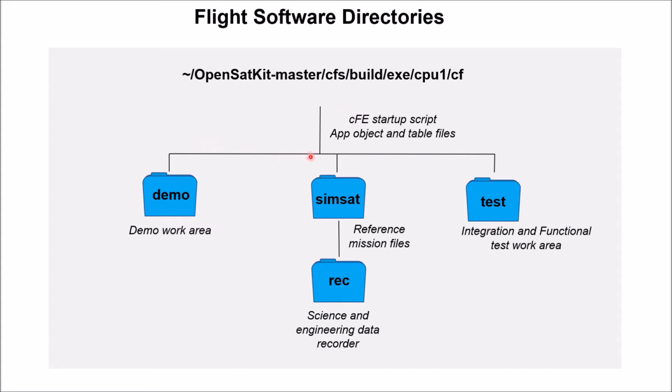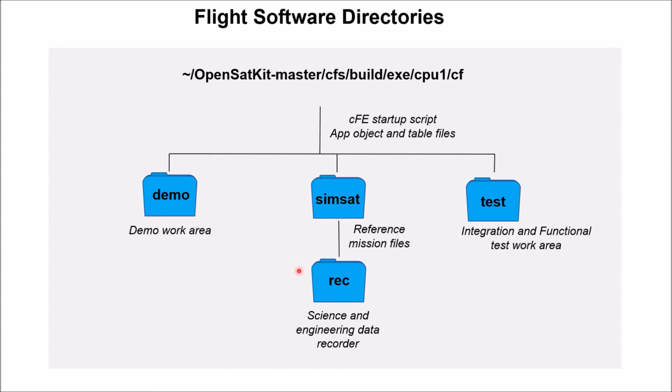There are currently 3 OSK directories in the CF directory. The demo directory is used for demos, and subdirectories are created and deleted as needed. The SimSat directory is used by the reference SimSat mission. The base directory is a general purpose area, and the rec directory is an example recorder.